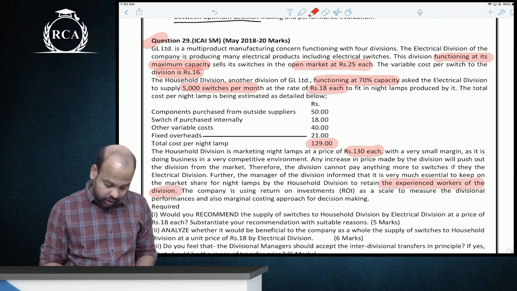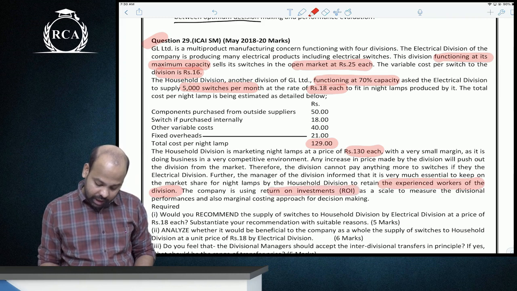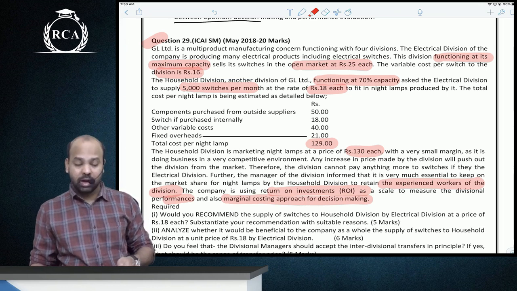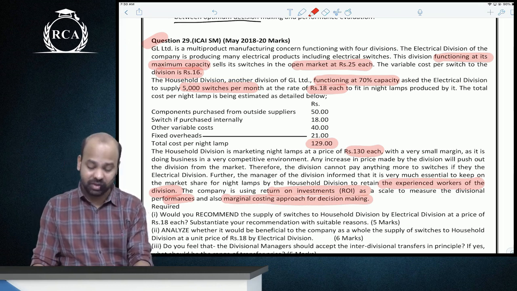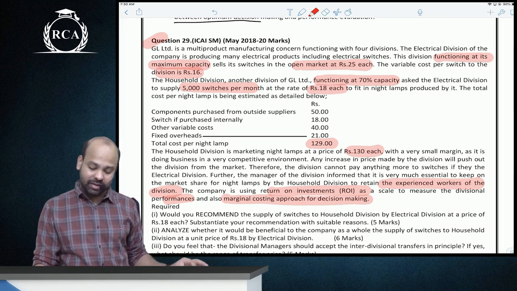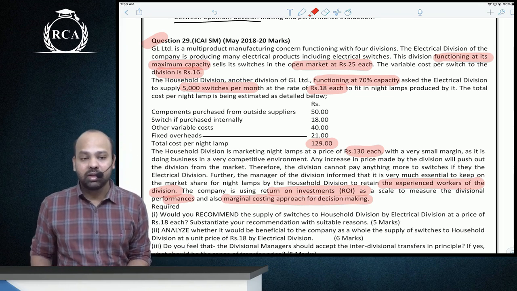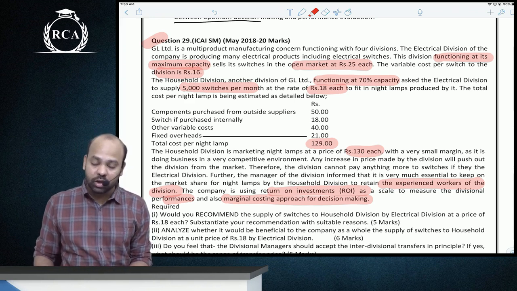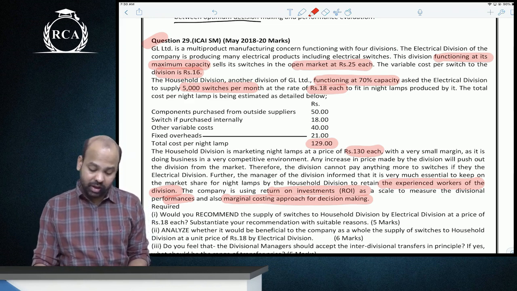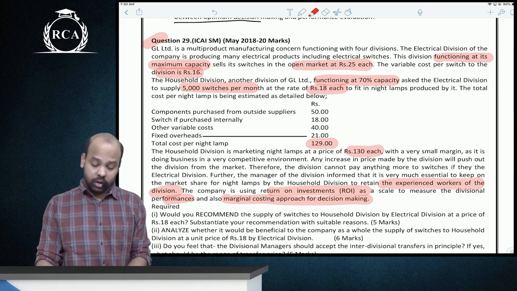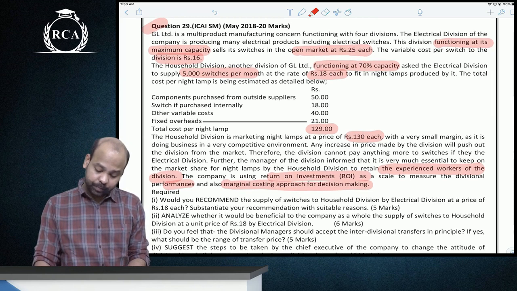The company is using ROI as a scale to measure the divisional performance, and also the marginal costing approach for decision making. Important points, very important points in the last two sentences. The marginal costing approach would still include your opportunity cost. You cannot simply transfer at 16 rupees, that would be detrimental to the divisions.